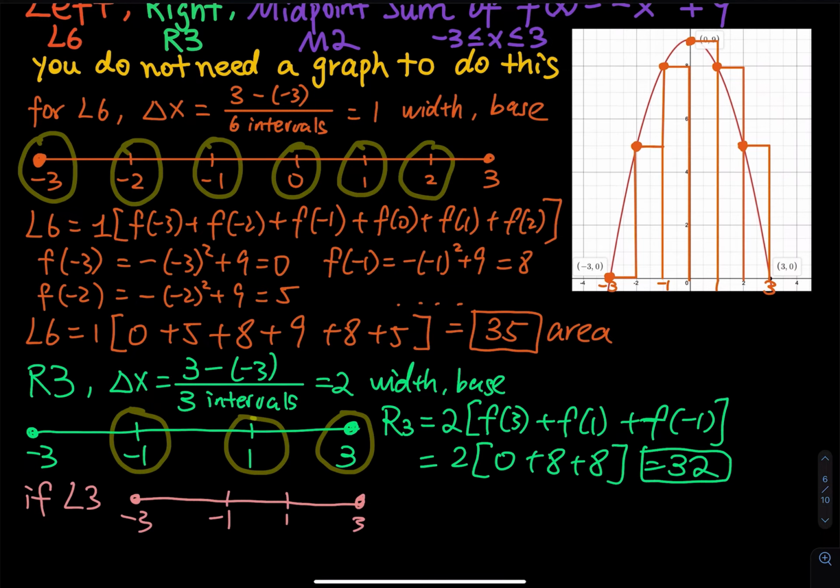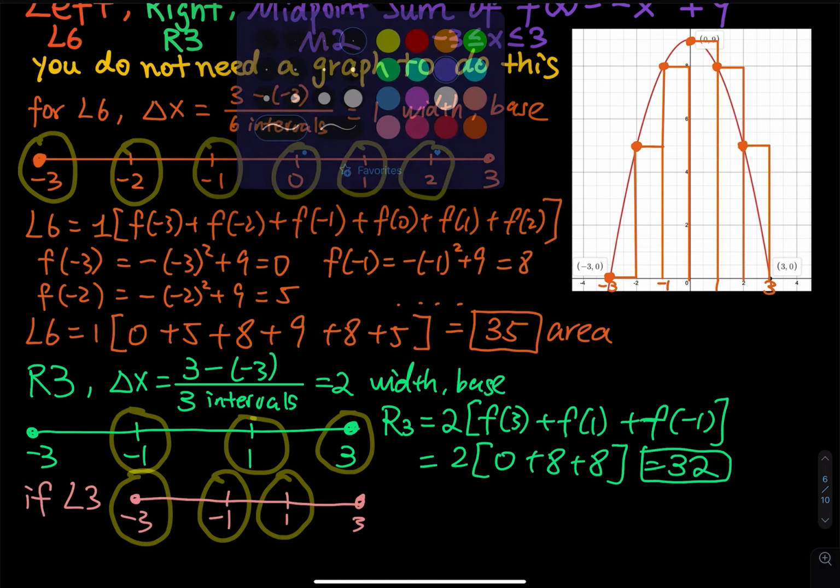For the left sum, you will go from left to right. We take 1, 2, 3 intervals. That's it. That is for the left sum. And then last but not least, we have a midpoint sum using 2 intervals. So midpoint sum using 2 intervals, I will match the color code immediately.